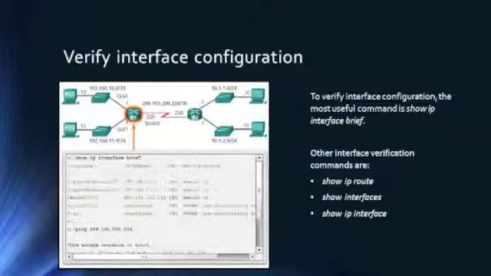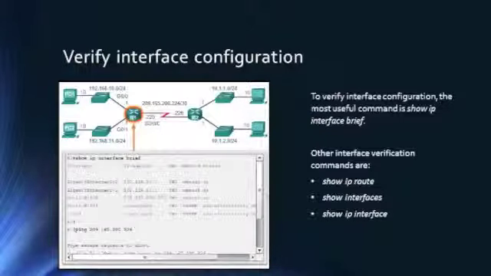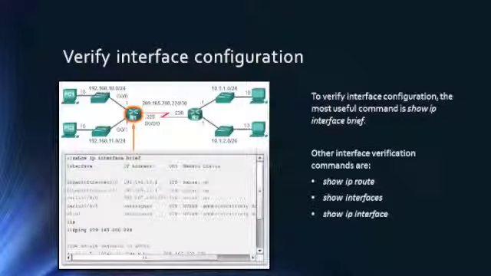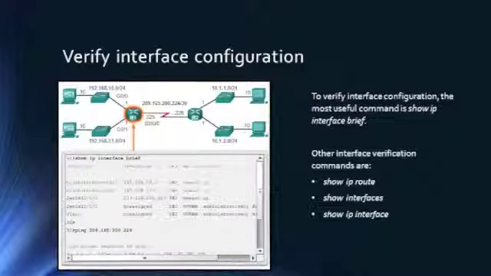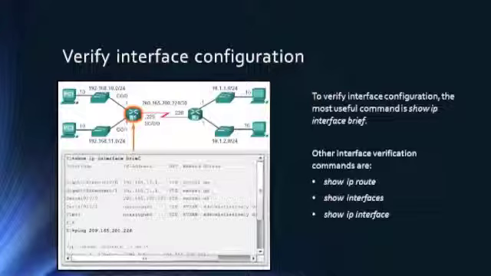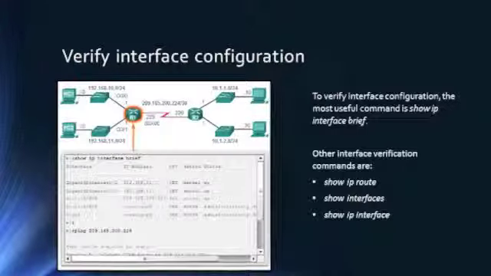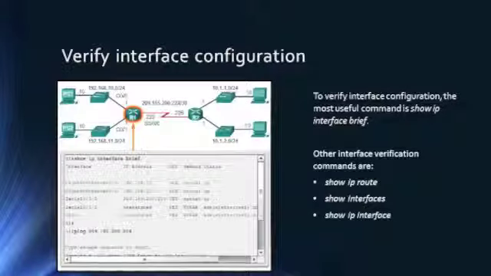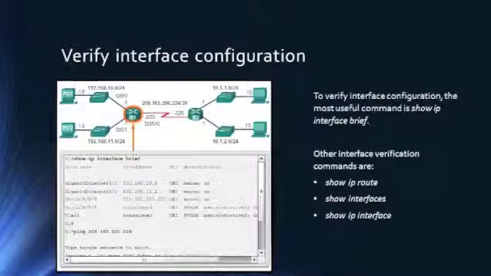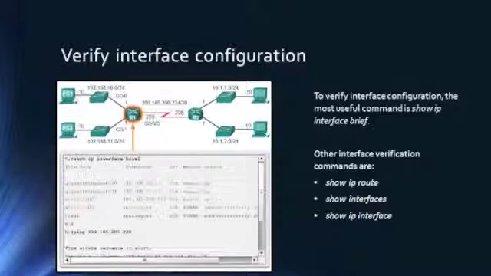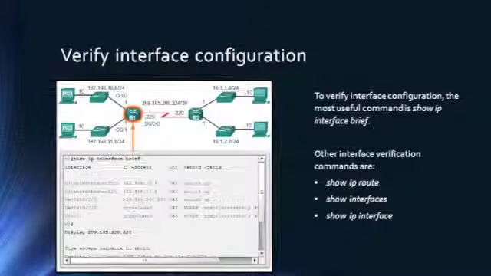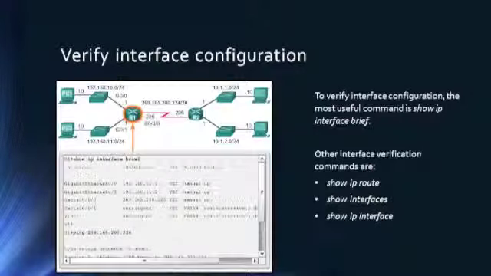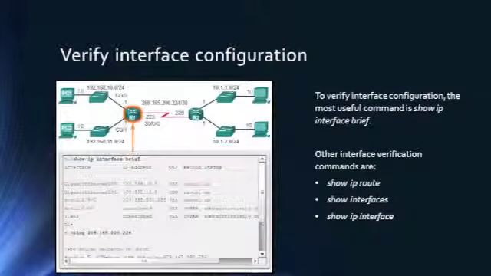Also, you can verify connectivity from the interface with the ping command. Other interface verification commands include show ip route, which displays the contents of the IPv4 routing table stored in RAM, show interfaces, which displays the statistics for all interfaces on the device, and show ip interface, which displays the IPv4 statistics for all interfaces on a router.